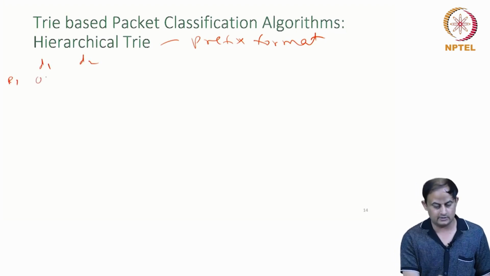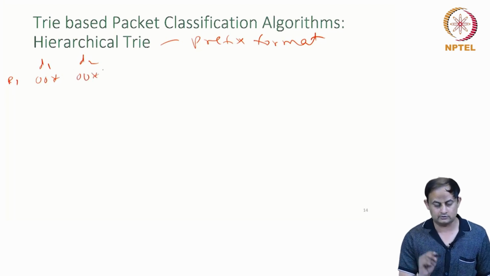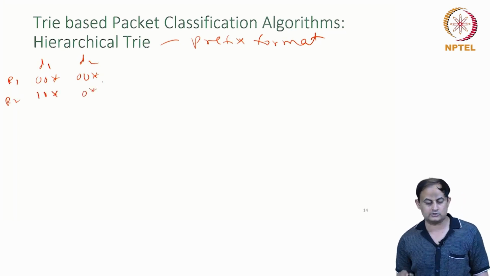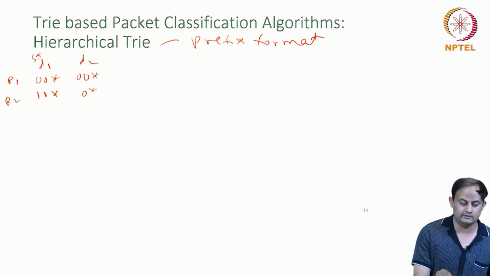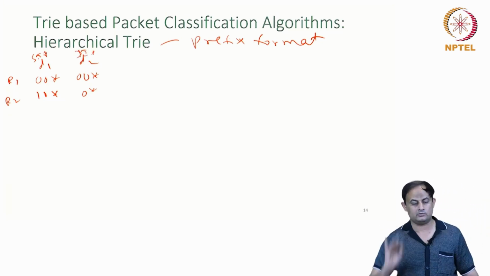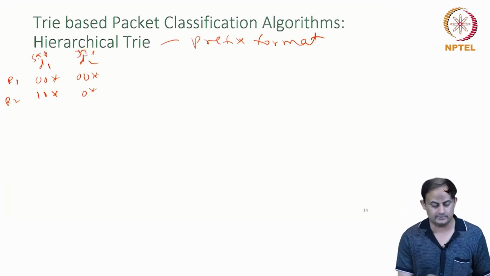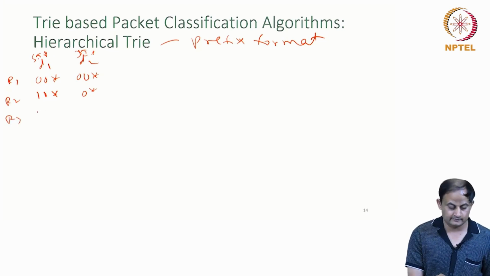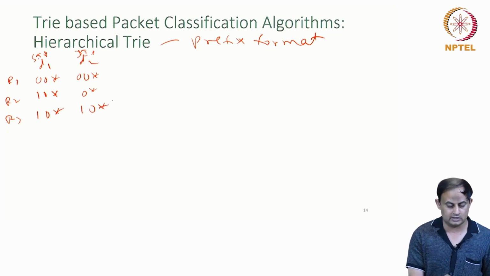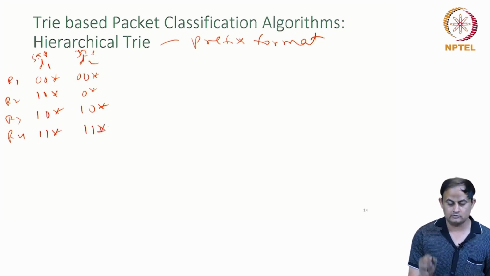R1 has a prefix 00 star, and the second one is also 00 star, and R2 has another set of prefixes: this is 10 star, and this is 0 star. You can simply think of this as the source IP address, and this as the destination IP address. Assuming only these two fields, I want to build the classifier. Rule R3 says the prefix 10 star, and then D2 also has 10 star, and R4 says this is 11 star, and this is 11 star.